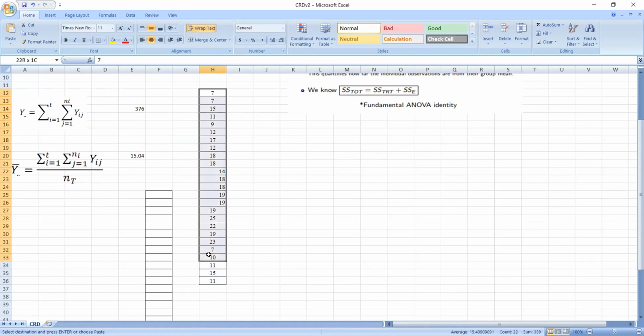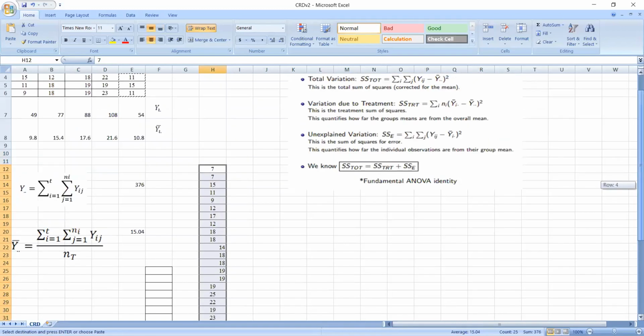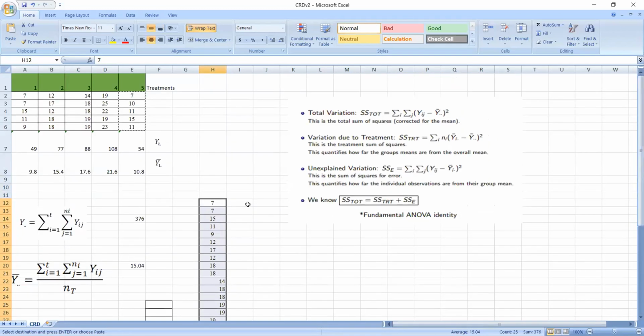You can just recheck the count. See, we have 25 observations. Now from each and every observation, you have to subtract the grand mean. So you take the observation, subtract the grand mean, which is 15.04, and then take the squared value of this. So we have to do this for all the observations in our data set.